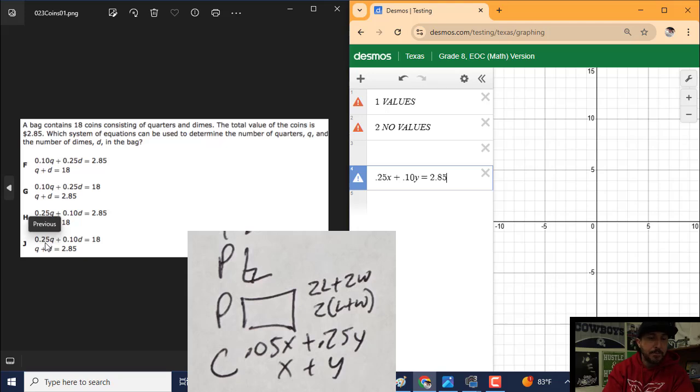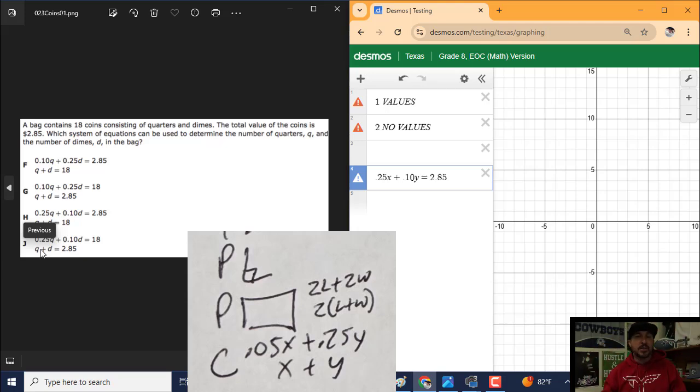Choice J, 0.25, yes. 0.10, yes. 18, no. The one equation has to have all the values together. The other one has no values. The top one on H, value, value, value. Then the bottom one has no values. Choice J, value, value, no value. Then all of a sudden on J it threw a value down there. Nope.